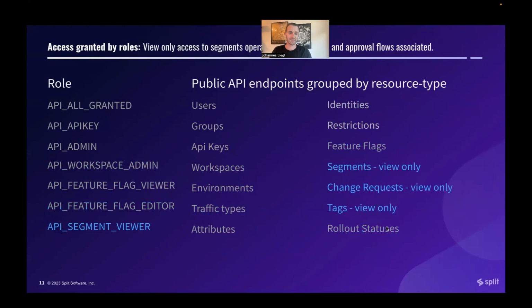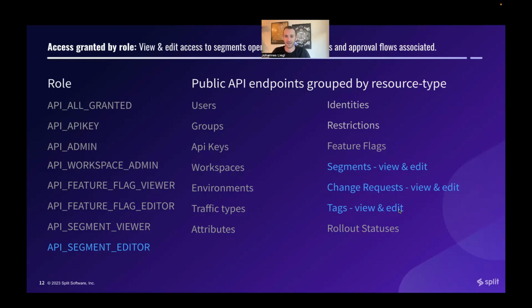The final two roles are the segment viewer, which, as the name implies, allows a key that has this role to use the endpoints in the segments resource for listing and viewing segments and change requests and tags. Finally, there's the companion role called the segment editor, which in addition to viewing also allows the modification of segments, change requests, and tags.